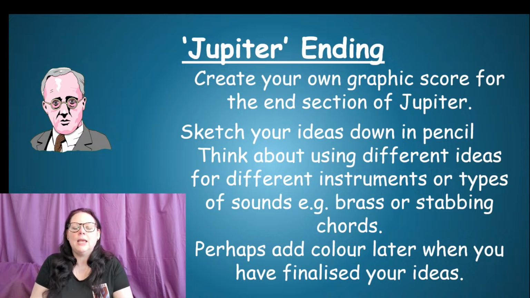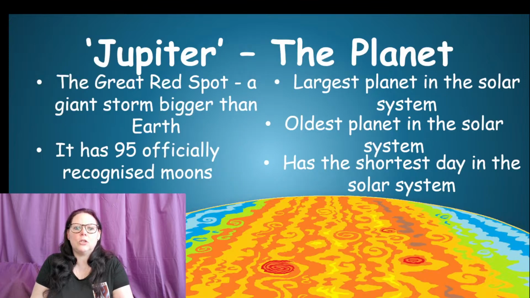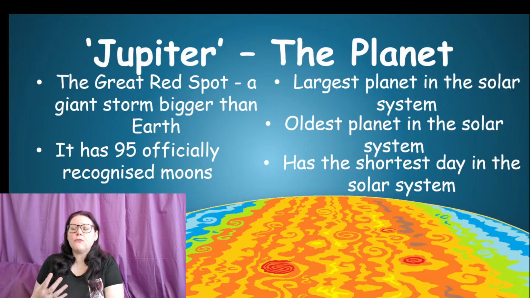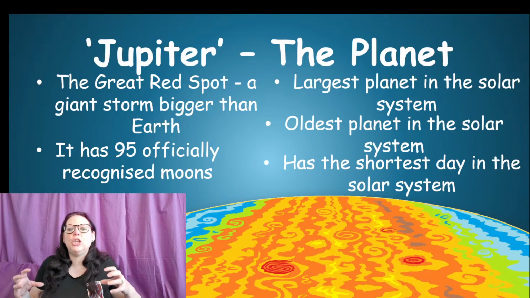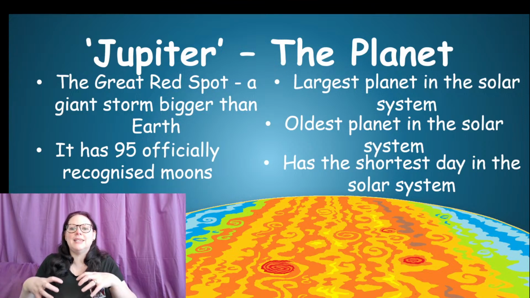Okay, let's move on, because obviously it's a music lesson, we've talked a lot about the music, but as we're talking about planets, it would be great to actually have a think about the planet itself. And there's so much that I could tell you about the planet Jupiter. So for a start, it is the largest planet in this solar system. 1,000 Earths could fit inside Jupiter. That's how big it is.